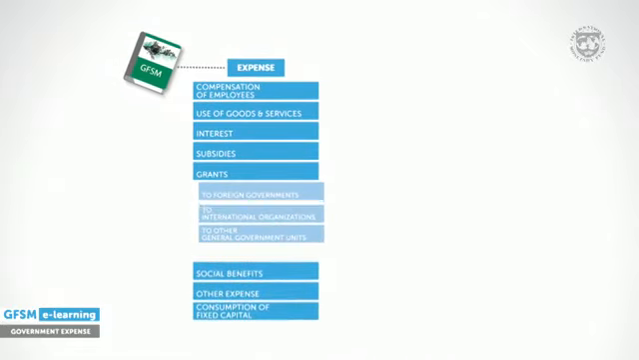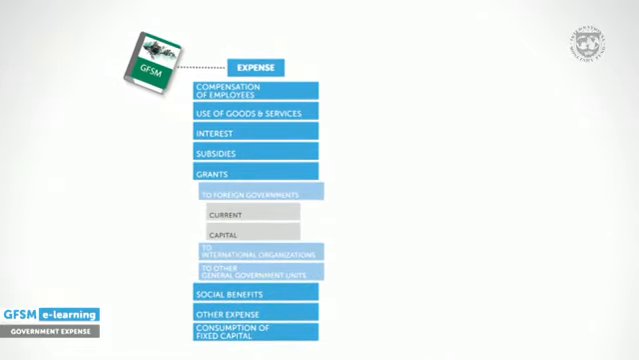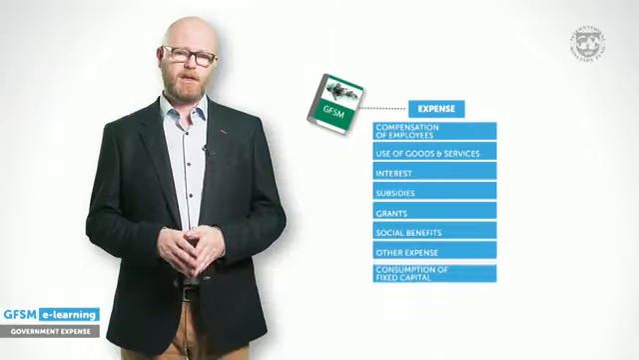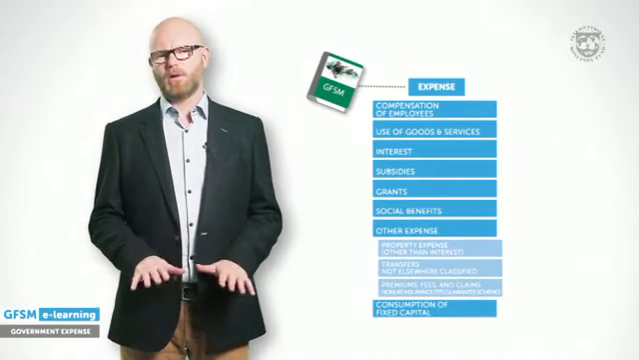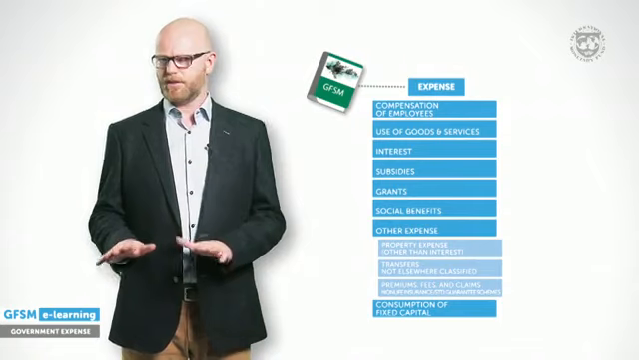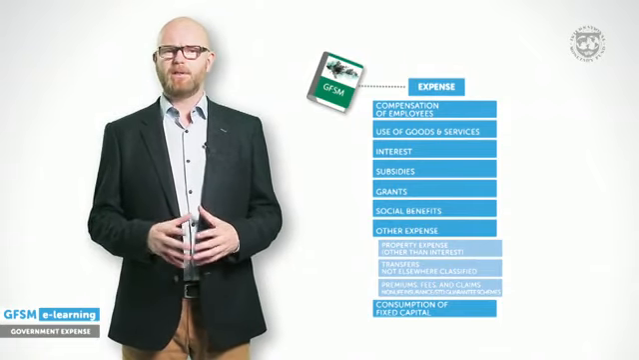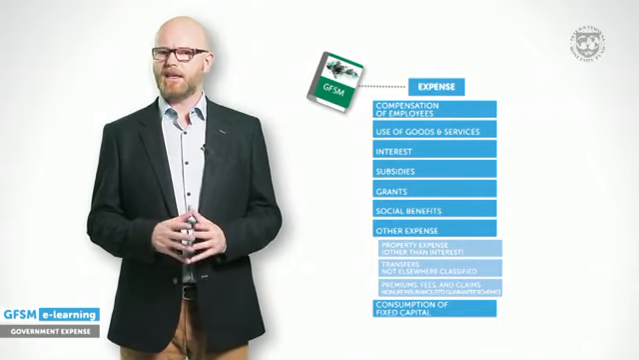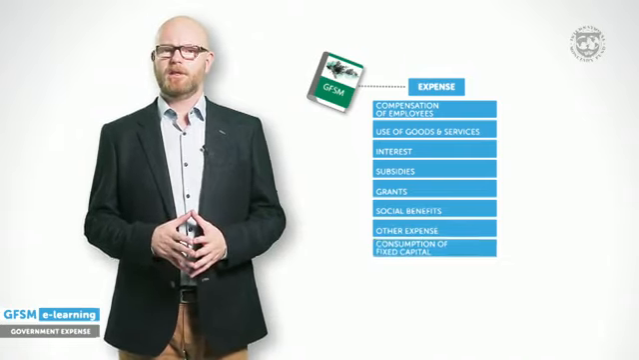Grants comprise current and capital transfers to foreign governments, international organizations, and to other general government units. Other expense are typically small in value. They cover all transfers not elsewhere classified and some other smaller items. A large value in relation to total expense may indicate an error in classification.